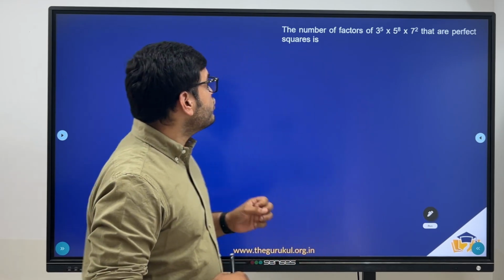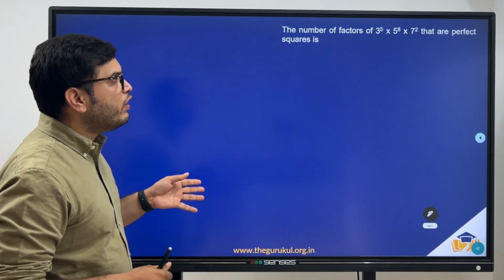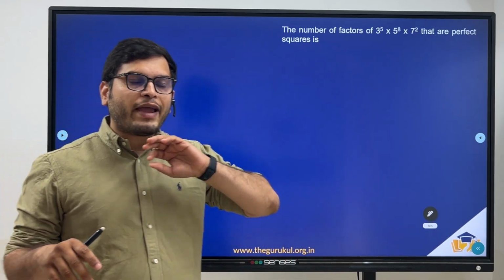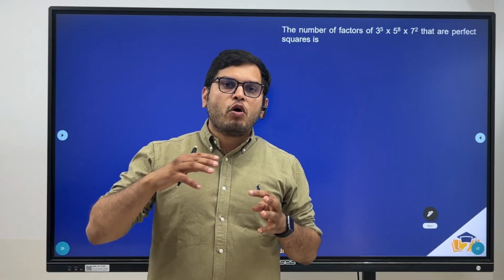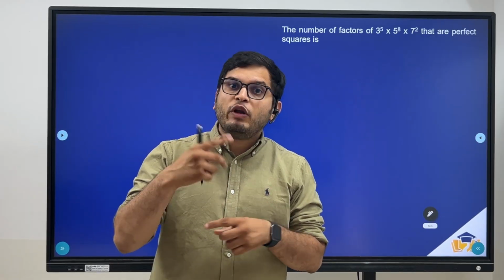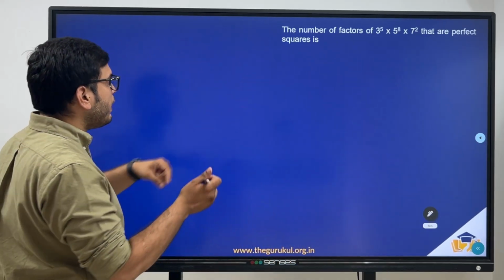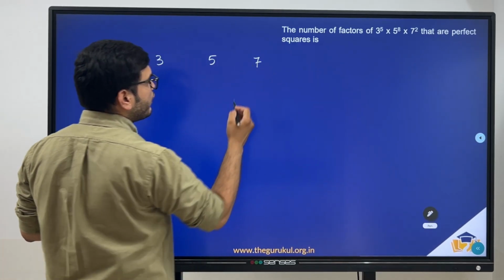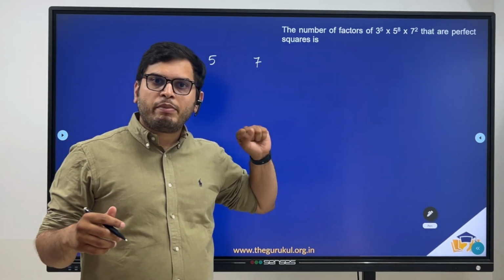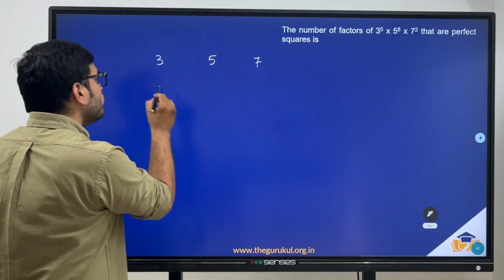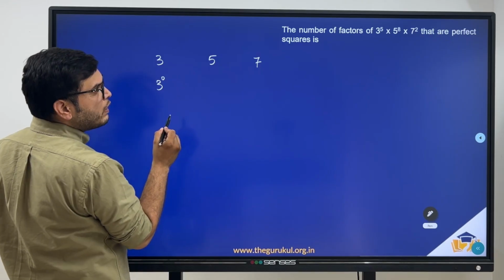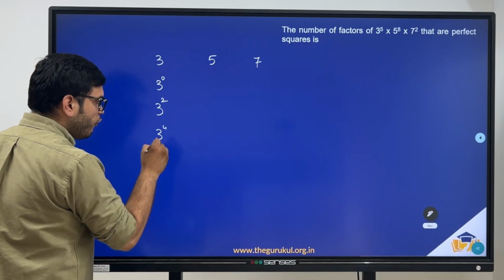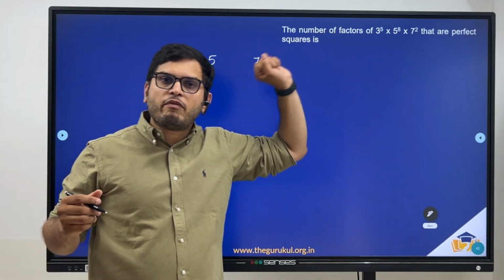Now coming to the fifth question: the number of factors of 3 power 5 into 5 power 8 into 7 power 2 that are perfect squares is... For a factor to be a perfect square, all the prime factors of that factor should be to even powers. We have 3 prime factors: 3, 5, and 7. The powers of these should be even numbers. So 3 power 0 is one possibility, then 3 square, then 3 power 4. We cannot have 3 power 6 because the highest power of 3 is 5.